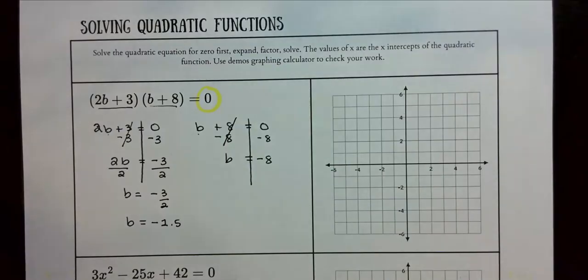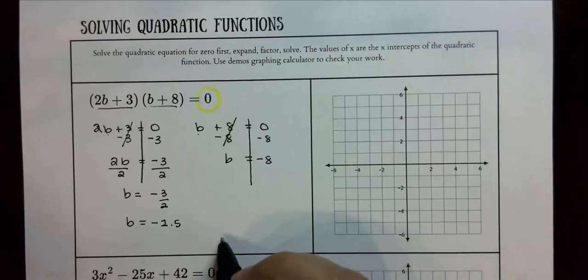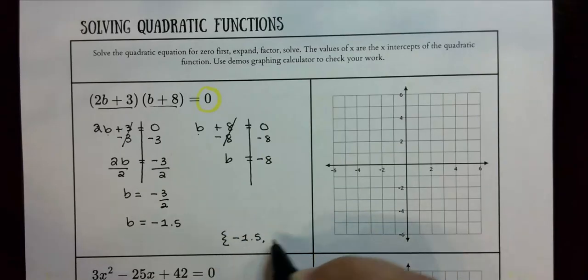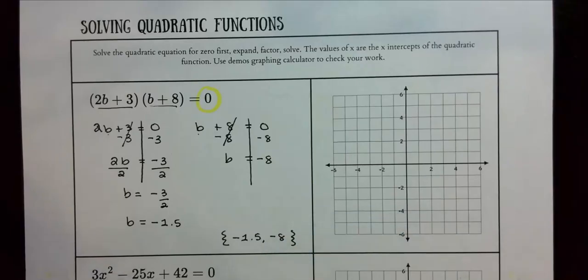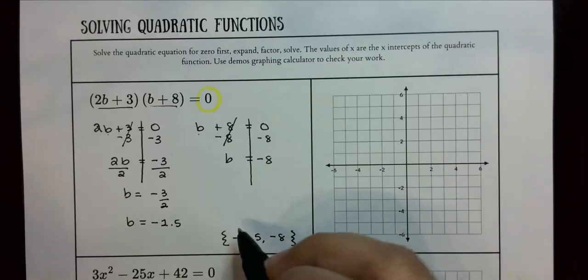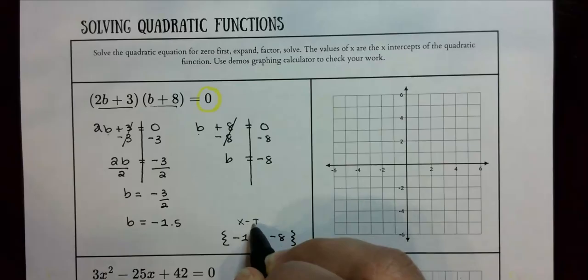So our answer to this quadratic equation is two numbers. Our first number is negative 1.5. Our second number is negative 8. Notice I'm not using parentheses because this is not an ordered pair. Not an ordered pair. It is 2 points on the x-axis. So I'm going to put x-intercept right here.